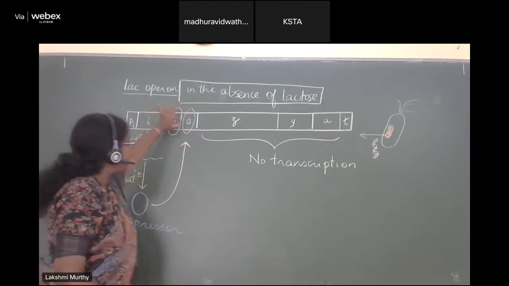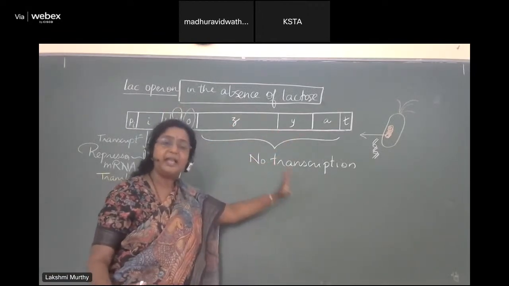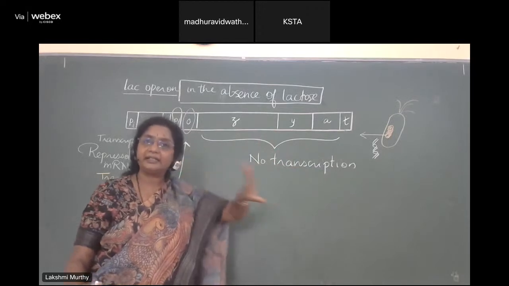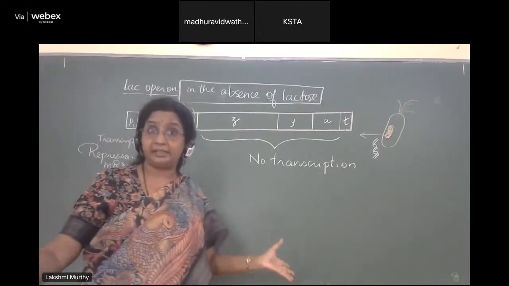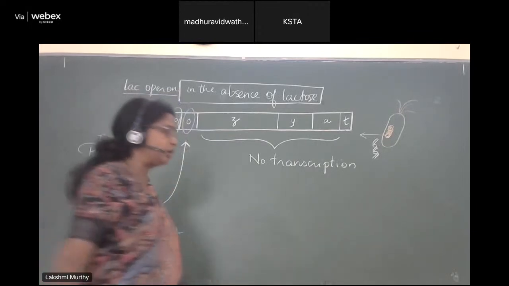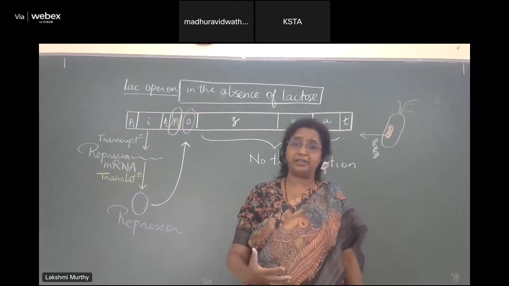RNA polymerase cannot uncoil the DNA, ZYA do not undergo transcription, and as a result there is no enzyme production, which is perfect, and you have saved on energy. You might ask the question, aren't we manufacturing repressor molecule? Isn't that a waste of energy?